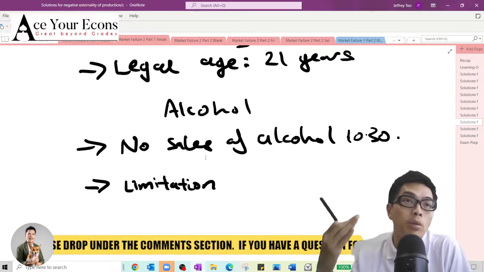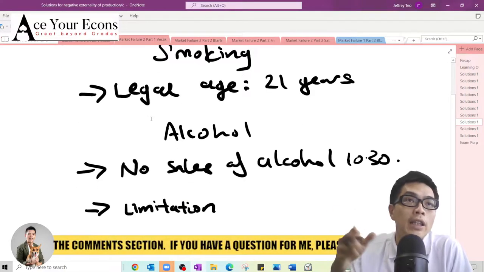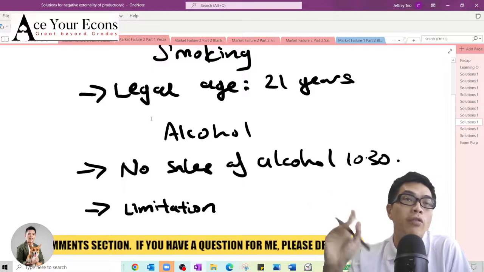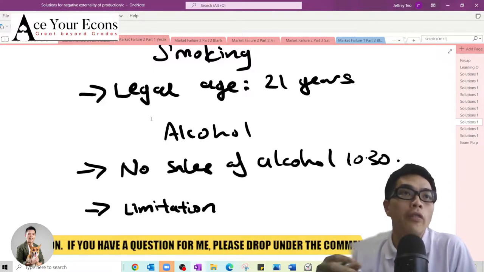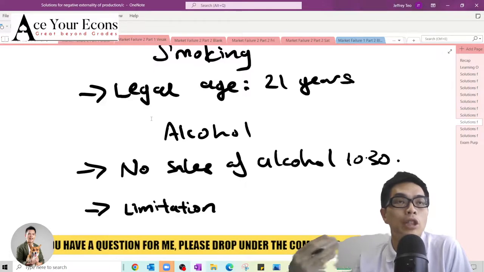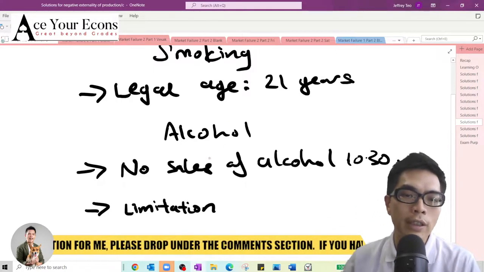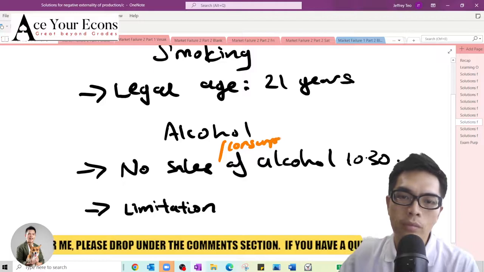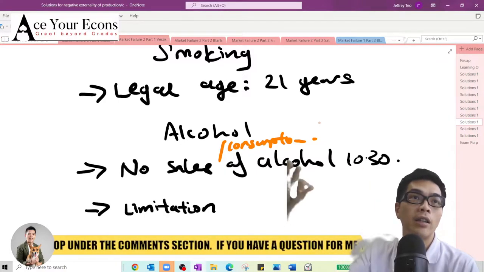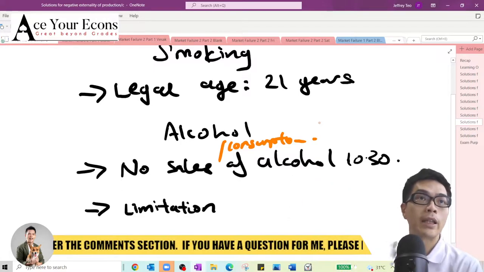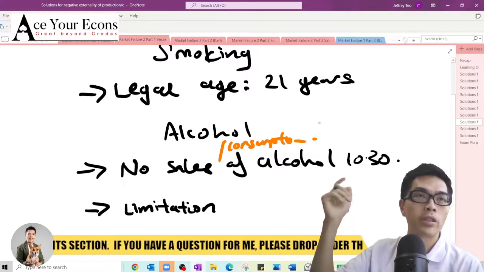Now this is a producer perspective. For negative externalities of production, when there is too much emission, for instance, the government can enforce stricter emission rules. So factories will have to undergo emission tests. Oh yeah, it's for both sales and consumption. So there is zero sales and zero consumption beyond 10:30 as a rule. If you get caught, it is going to be a fine, a penalty. For the producer, they will get their alcohol license revoked or cancelled. Consumers will incur a fine. Producers may also incur a fine.